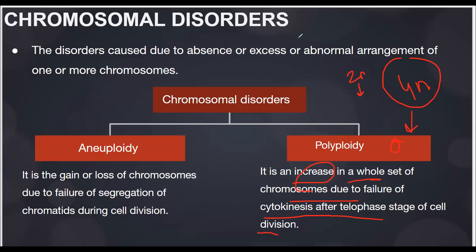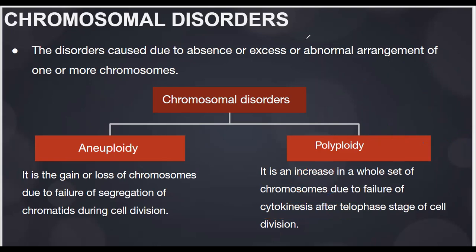How many daughter cells will be formed from this parent cell? 2 daughter cells. So it should be 2n, 2n, but it might happen that this whole 4n gets transferred to one of the daughter cells, and the other daughter cell receives nothing. So it is an increase in the whole set of chromosomes due to the failure of proper division of the cytoplasm after the telophase stage of the cell division. So these are the 2 types.